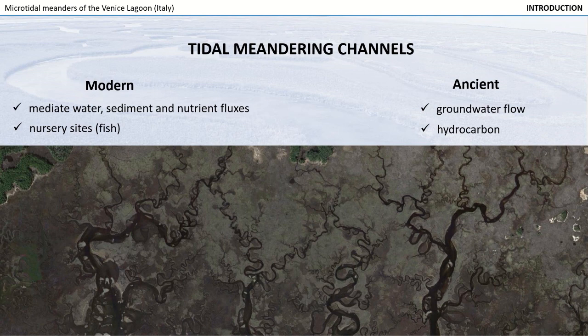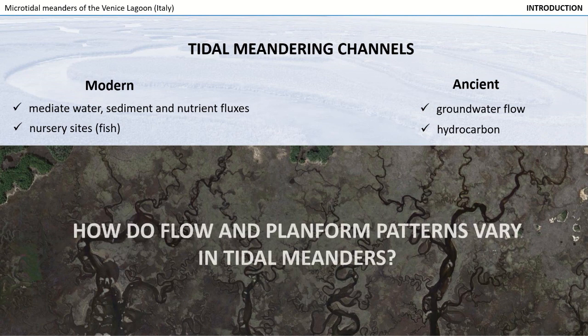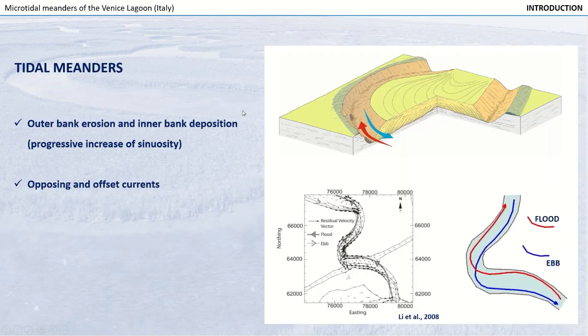So in this framework, aiming at going deeper in our knowledge about tidal meandering channels, what we are going to do with this study is to depict a variety of different flow and planform patterns for the evolution of these tidal belts. We are going to do this in the Venice lagoon, but just before going to the study sites, I will go quickly through the basics about tidal meanders and their morphodynamic evolution. What do we know about this?